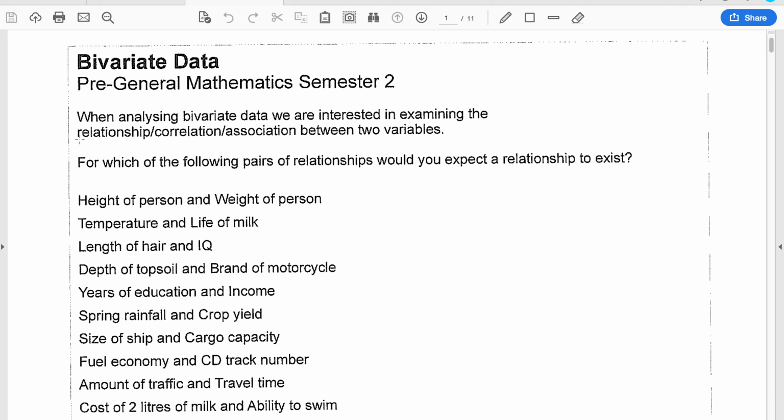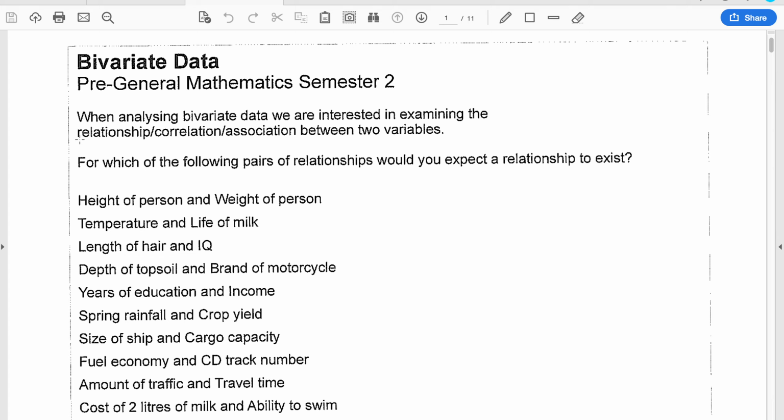Okay, welcome Year 10s to this first video in the bivariate data topic. What we're going to be doing is looking at how we analyze two numerical variables. So that means two variables that are using either counted or measured data. So obviously the data that you're looking at is going to have numbers within it.